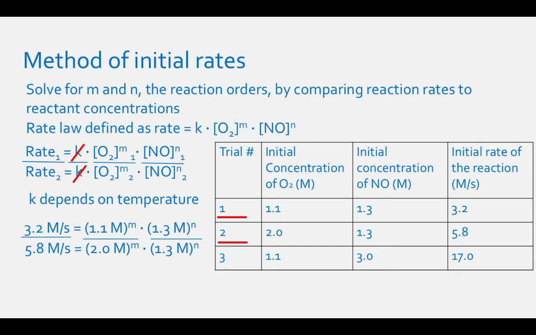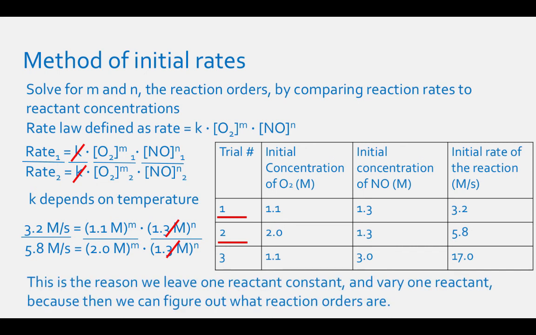1.3 divided by 1.3 equals 1, and 1 raised to anything just equals 1. So we can cancel this out as well. This is the reason we do the trials like this, leaving one reactant constant in two different trials and only varying one reactant. Because then we can get a scenario like this where we can figure out what M and N, our reaction orders, are.